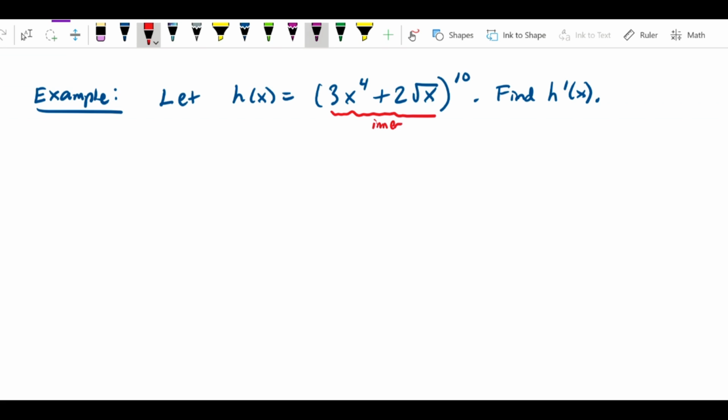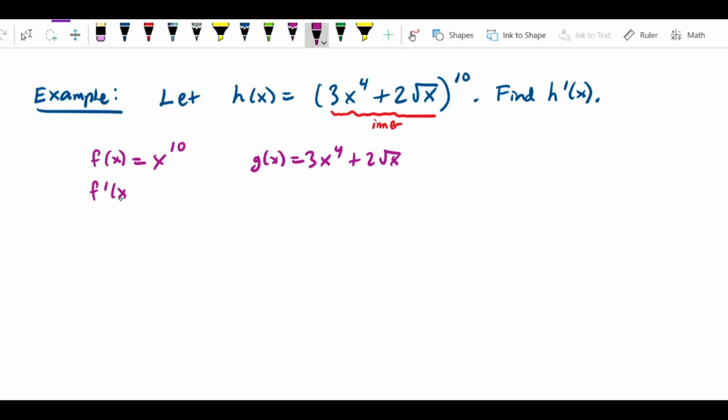So if you decompose this, what you really have here is f of x, the outer function, is x to the 10th, and the inner function g of x is 3x to the fourth plus 2 root x. This is one of those situations where you just have to learn to recognize what's the outside function. And once we have these written out, it's fairly easy to just apply the rule.